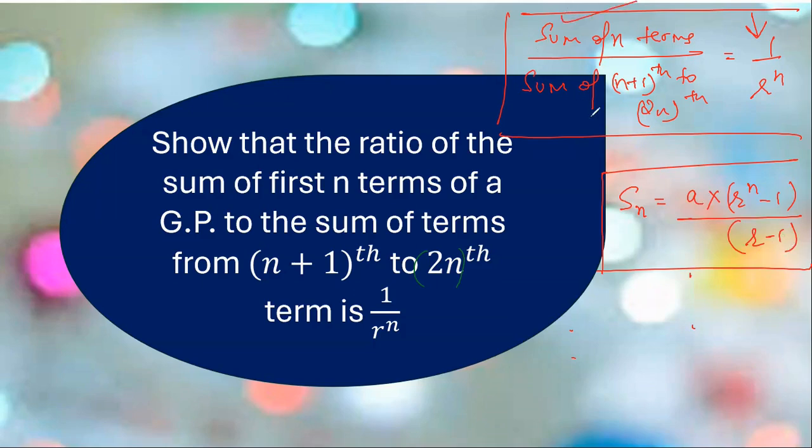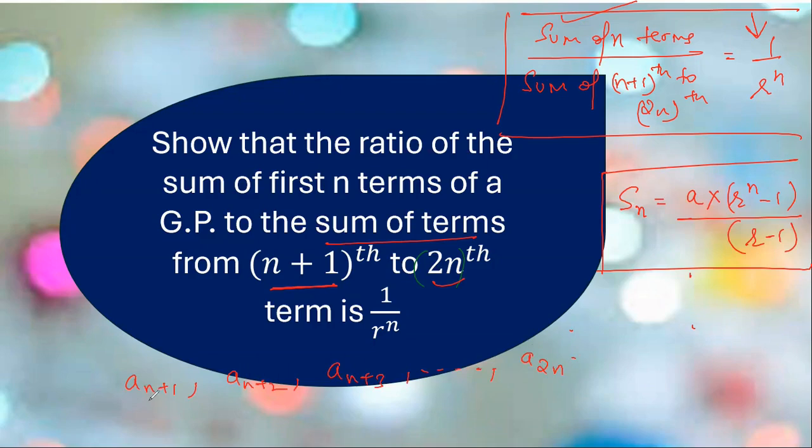Now we have to work out the denominator, where we have the sum of the n plus 1th term to the 2nth term. The terms start from n plus 1 and finish at 2n. So when we write the sequence from n plus 1, the first term will be a of n plus 1, then the second term will be a of n plus 2, then the third term will be a of n plus 3, and the last term will be a of 2n. So this is the sequence.